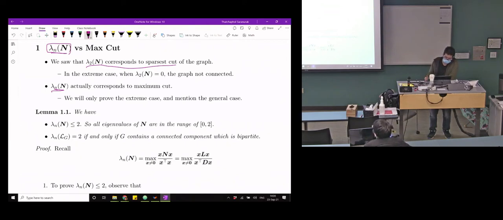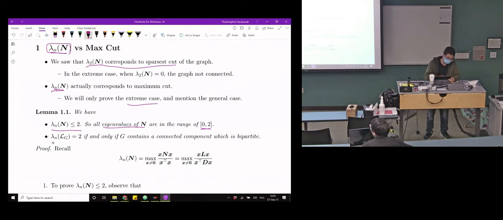And we actually, I will tell you the proof in the extreme case. That is, first of all, I'm gonna show that lambda n of normalized Laplacian is always at most 2, which means that all of the eigenvalues are between 0 and 2. We saw last time that the smallest one is 0. And now the biggest one is at most 2.